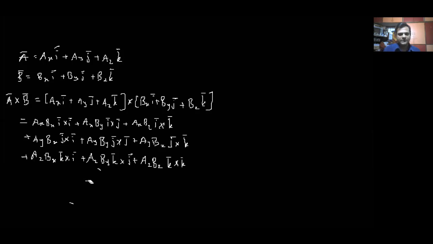क्रॉस प्रोडक्ट की डेफिनेशन के हिसाब से अगर हम देखेंगे आई बार क्रॉस आई बार is going to be 0. Similarly, j bar cross j bar is going to be 0. And in the same way, your k bar cross k bar is also going to be 0. That means O bar.